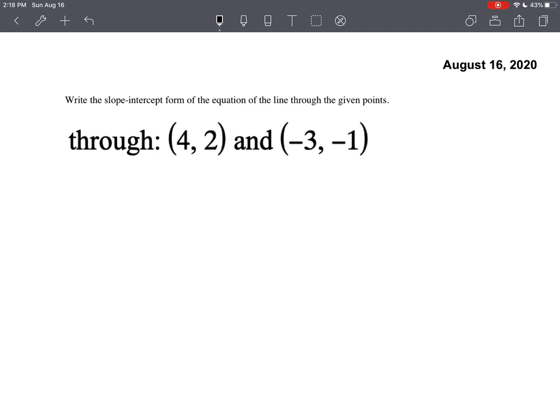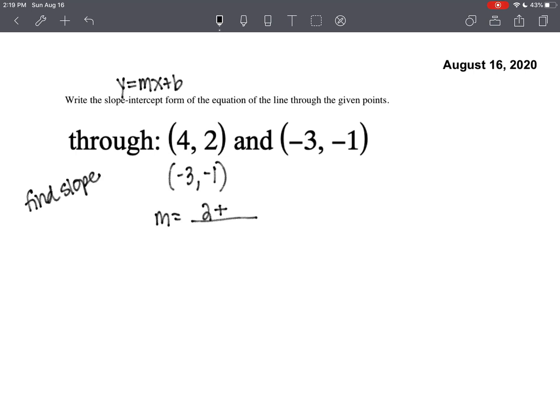Okay, write the slope-intercept form of the equation of the line through the given points. So go ahead and see if you can do that. Press pause, come back. If you can't and you need a refresher, I'm going to do that right now. Negative 3, negative 1. I'm going to find the slope first. So my slope is 2 minus negative 1, 4 minus negative 3, that's 3/7.